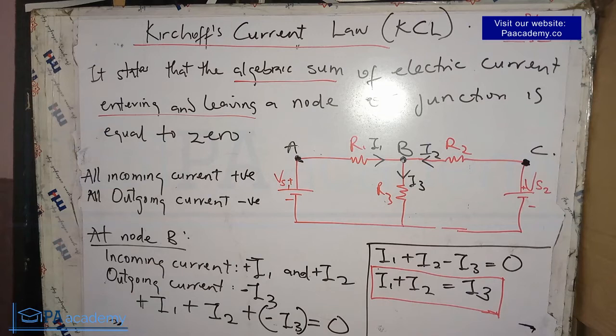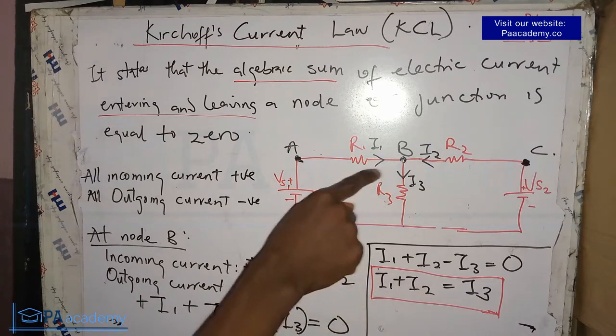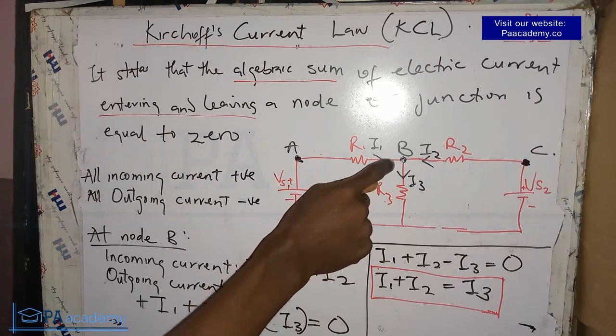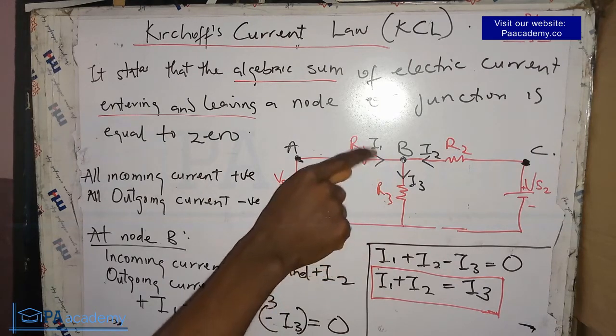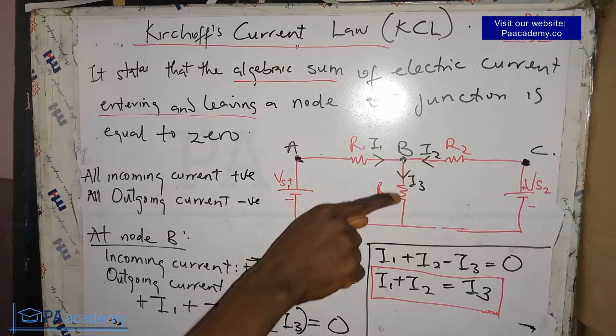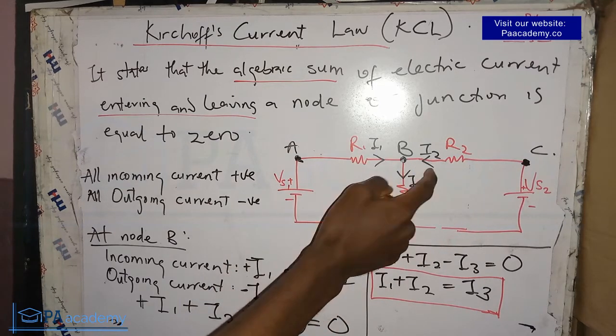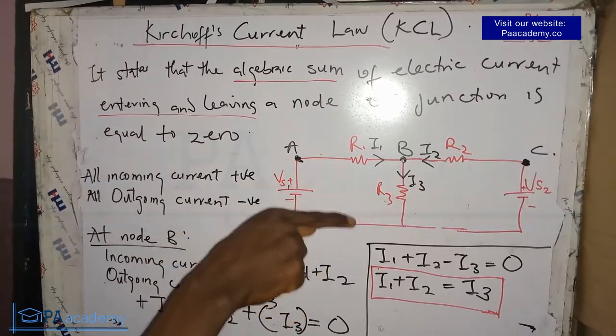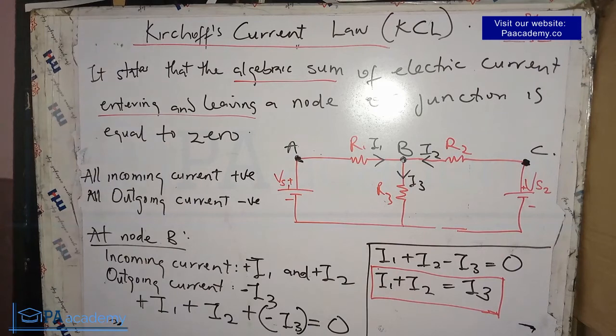That means I1 and I2, which are the incoming currents, are equal to the current that is leaving that particular node B. The current I1 is entering node B, I2 is entering node B, but I3 is leaving node B. That means I1 plus I2, the combination of the incoming current, is equal to the total outgoing current. So that's it on Kirchhoff's current law, and it also follows the conservation of current. That is, the current that is entering is also the one that is going to be leaving.